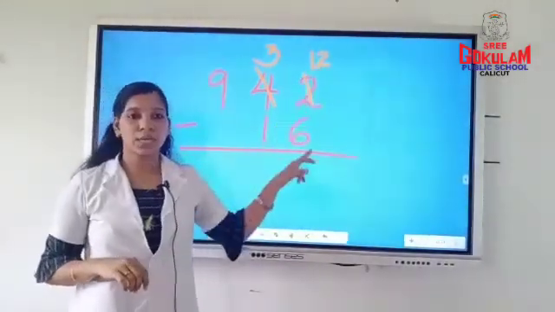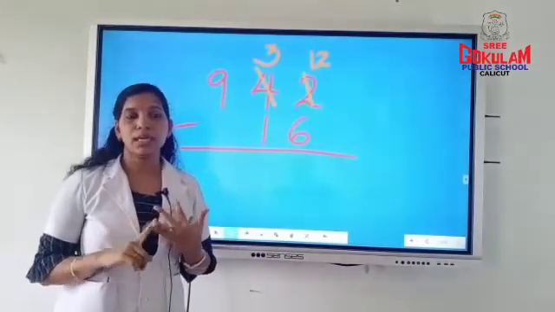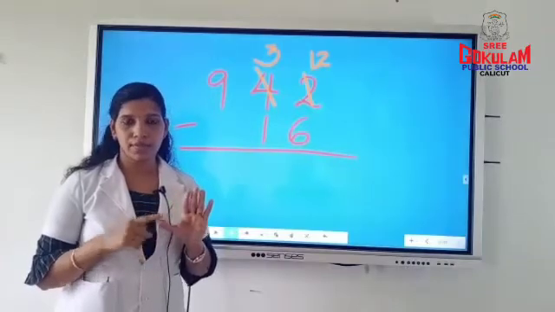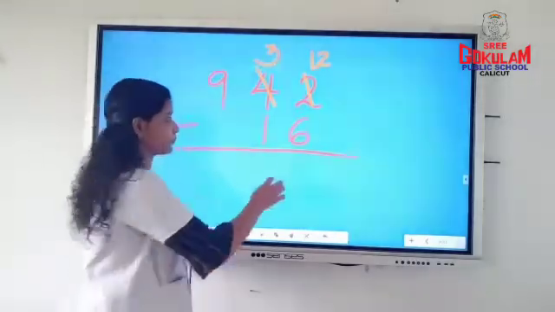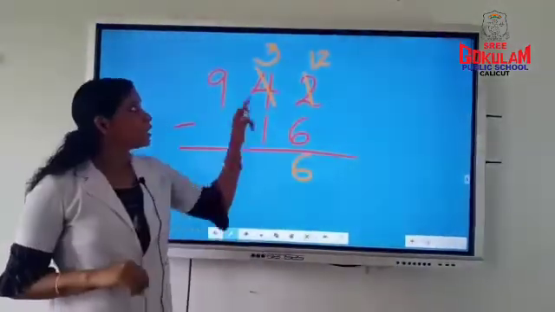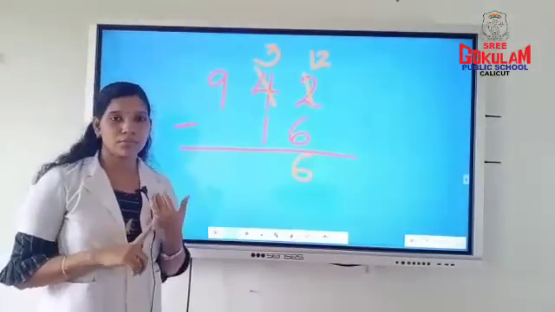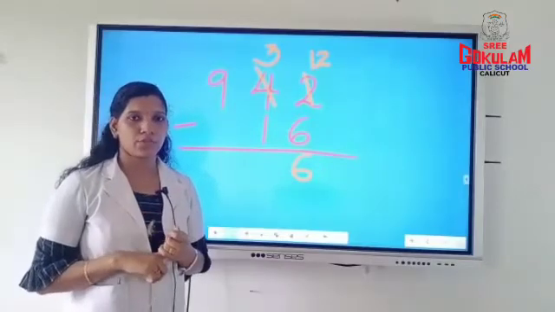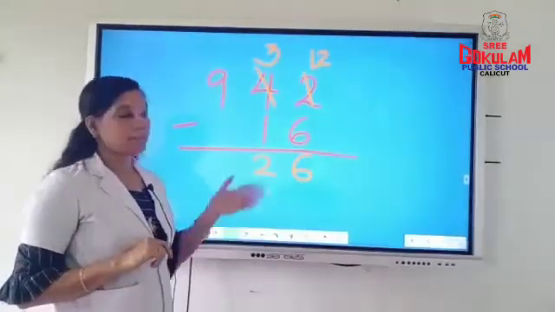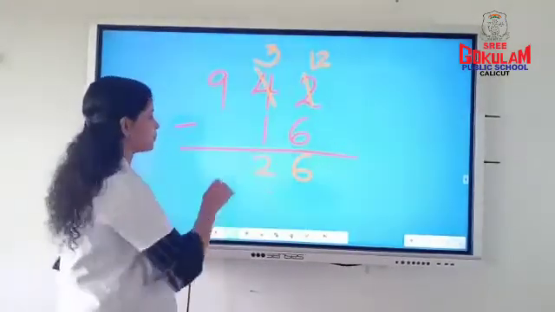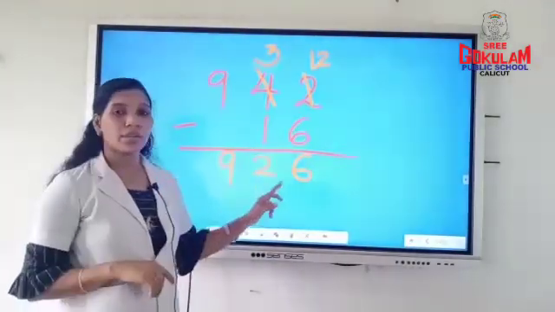Now what is 12 minus 6? To 6, start adding. 7, 8, 9, 10, 11, 12. So how many numbers have you added? 6. Now 3 minus 1. After 1, 2, 3. 2 numbers you have to add. Now under 9 you don't have any number, so you can directly bring it down. So what is your answer? It's 926.